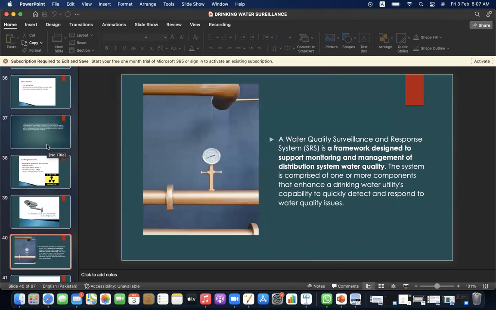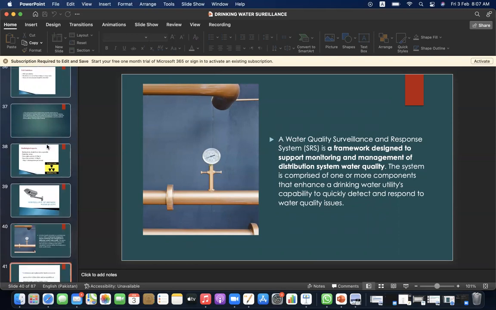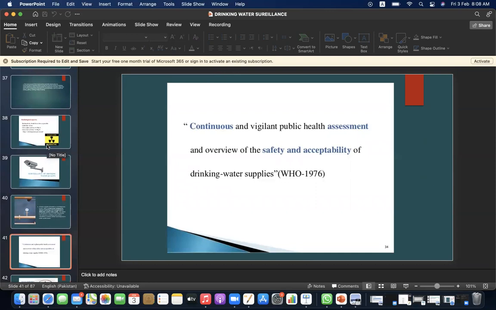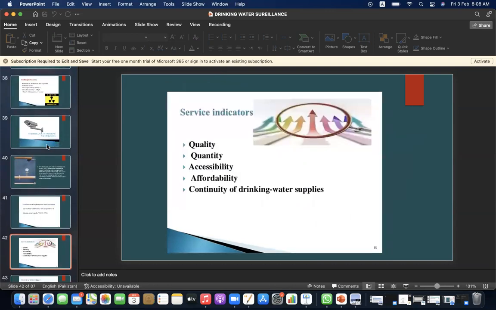Surveillance of drinking water quality. A water quality surveillance and response system, SRS, is a framework designed to support monitoring and management of distribution system water quality. The system is comprised of one or more components that enhance a drinking water utility's capability to quickly detect and respond to water quality issues. It's defined as the continuous and vigilant public health assessment and overview of the safety and acceptability of drinking water supplies, according to WHO 1976. Service indicators: quality, quantity, accessibility, affordability, continuity of drinking water supplies.